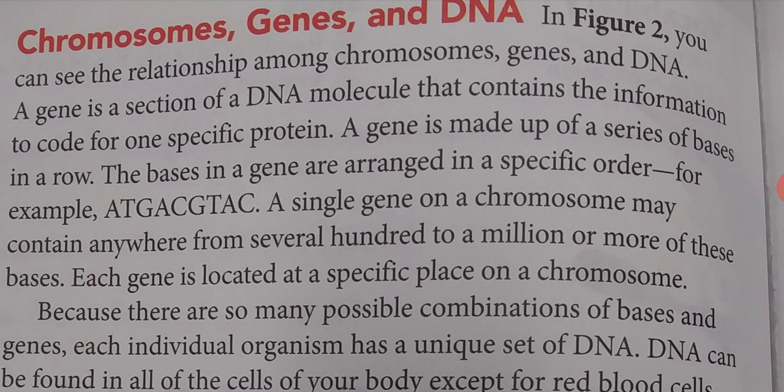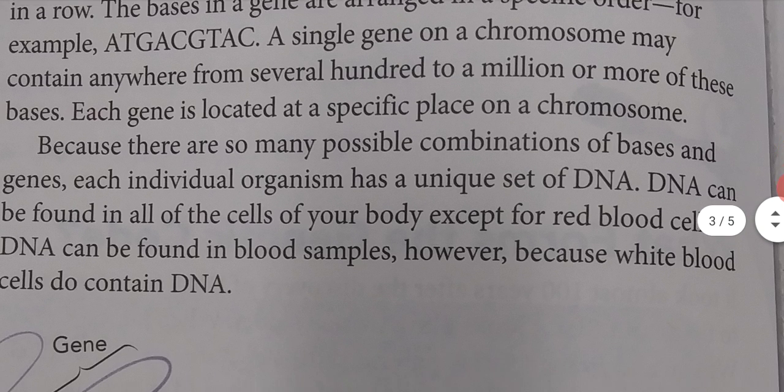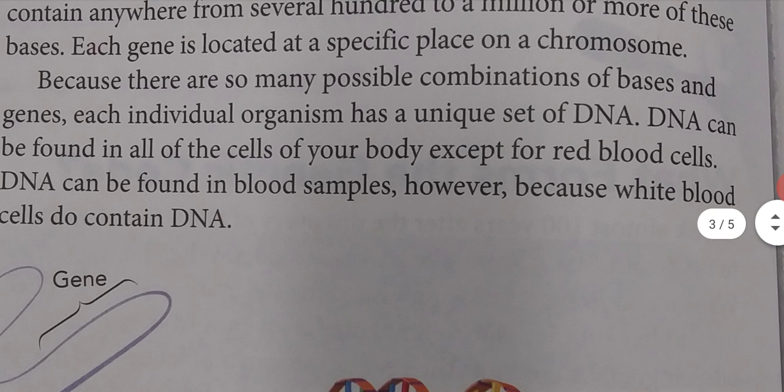For example, A, T, G, A, C, G, T, A, C. A single gene on a chromosome may contain anywhere from several hundred to 1,000,000 or more of these bases. Each gene is located at a specific place on a chromosome. Because there are so many possible combinations of bases and genes, each individual organism has a unique set of DNA.